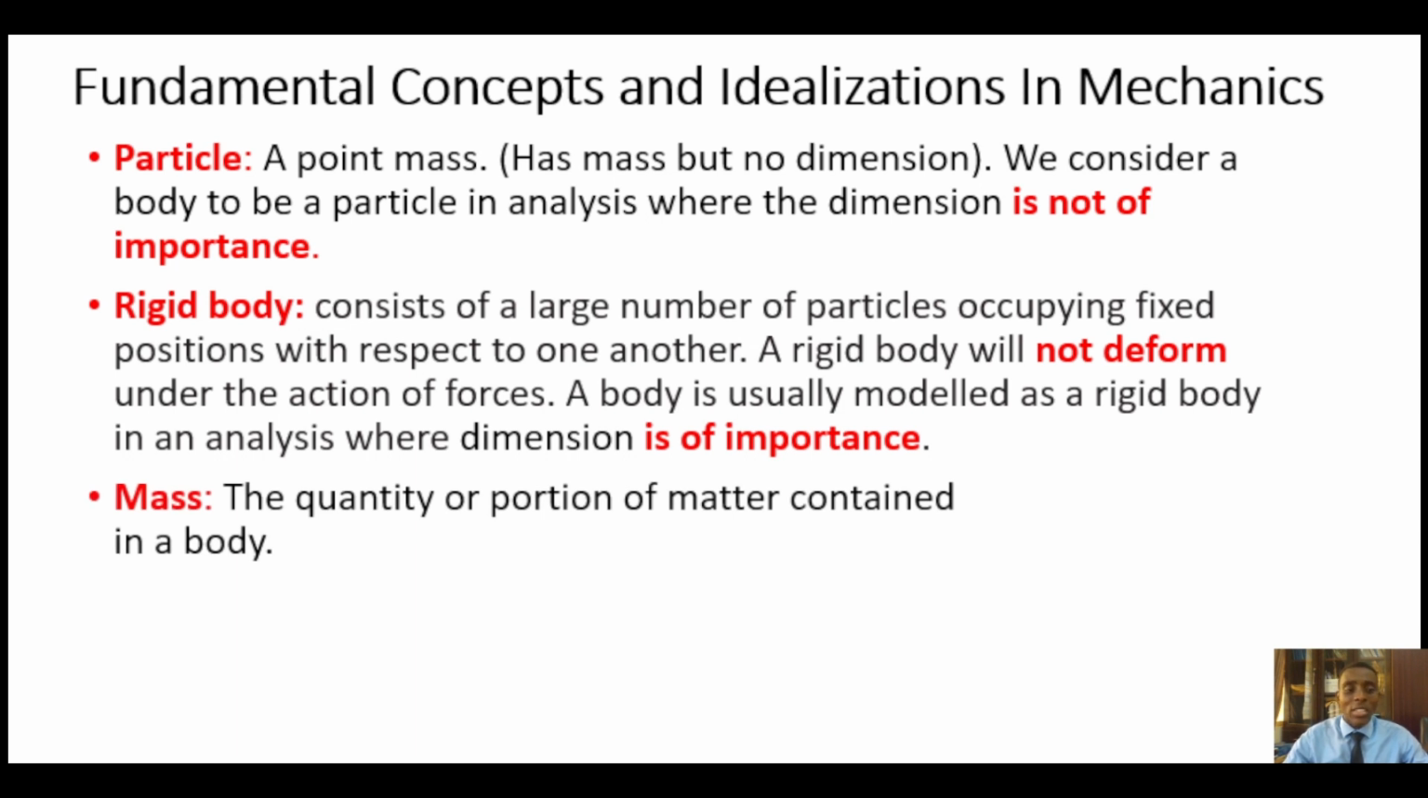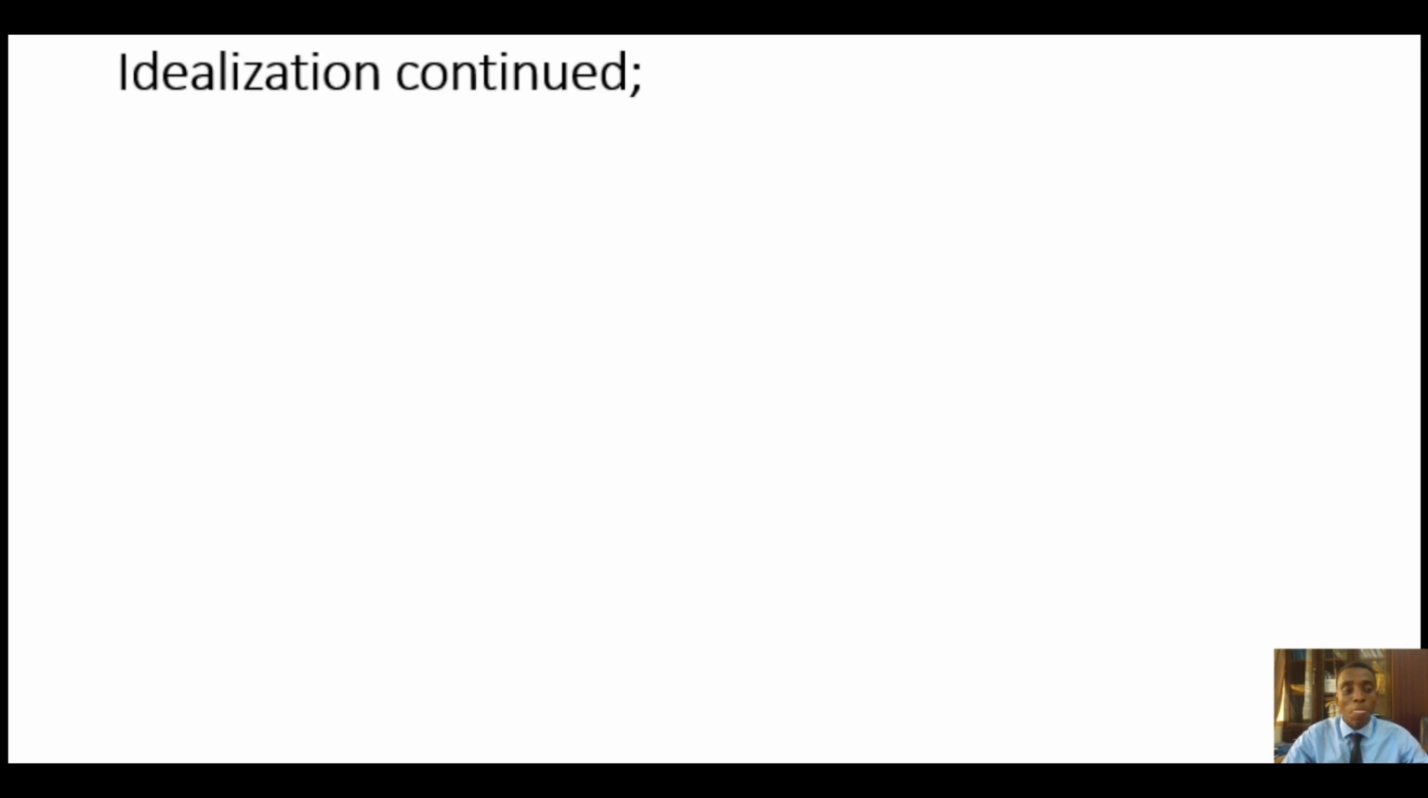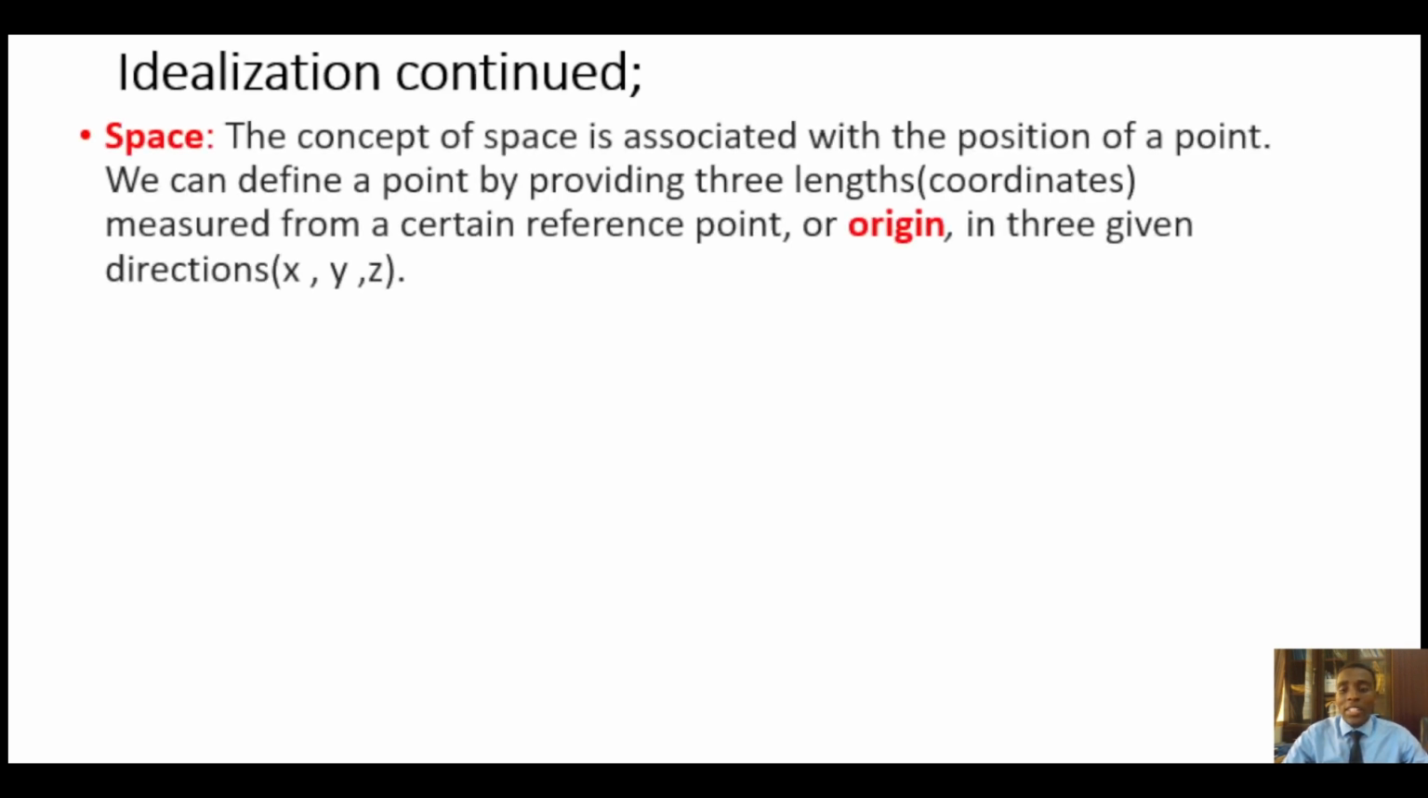Now mass is the quantity or the portion of matter which is contained in a body. Alright, space. So space is defined as the position of a point. To understand space, what we do is define a point by providing three lengths or coordinates measured from a certain reference point or origin in three given directions.